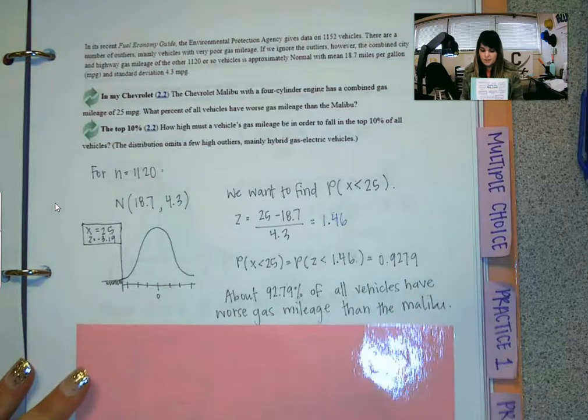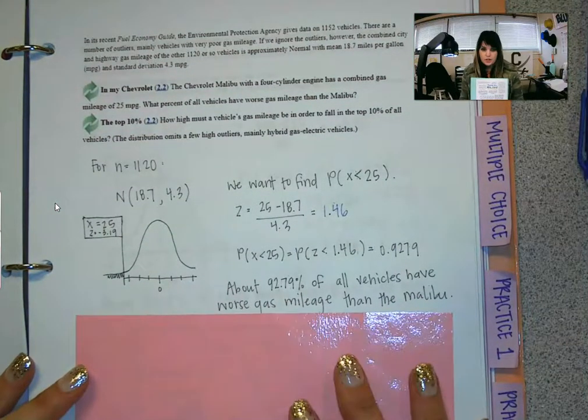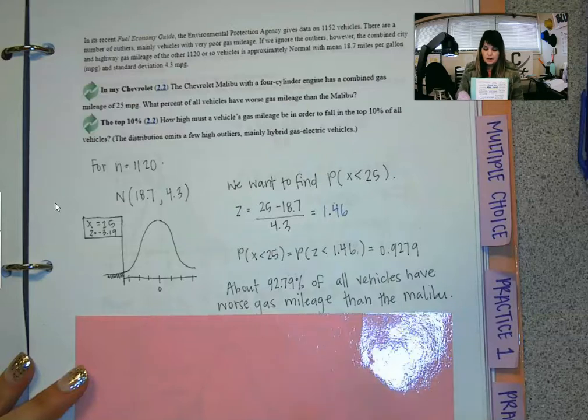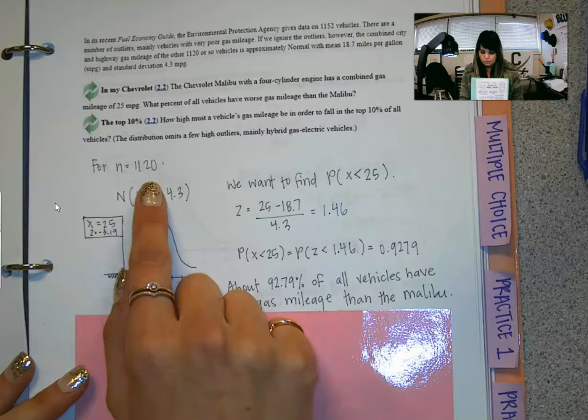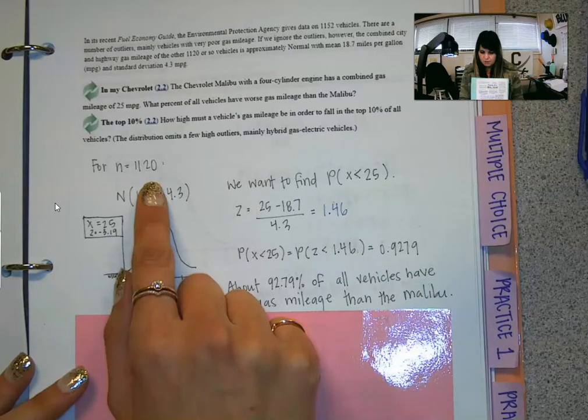Okay, so for the first one, the Chevrolet, this says n is 1120. I don't know why I have that written there. The Chevrolet Malibu with a 4-cylinder engine has a combined gas mileage of 25. What percent of all vehicles have gas mileage worse than the Malibu?